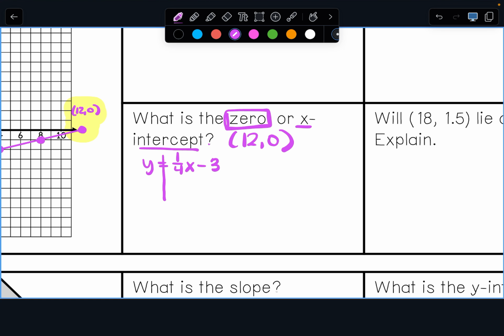So we're going to replace the y with the 0 and solve. 1 over 4x minus 3.